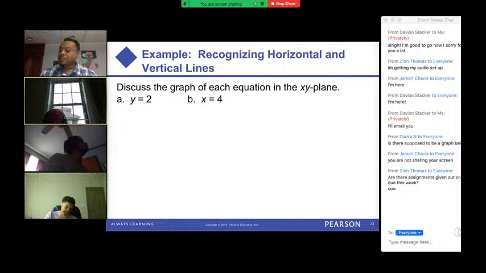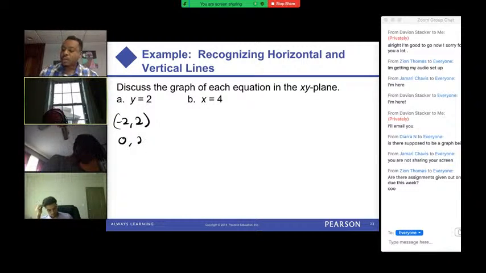So for instance, in this example, if we have y equals 2, that means no matter what x we choose, y is always 2. So you could make a few points, right? Just choose a few x's. Let x be -2, y is going to be 2. Let x be 0, y is going to be 2. Let x be 1, y is 2. No matter what x we choose, y is 2. You plot those points, and we get a horizontal line through y equals 2.